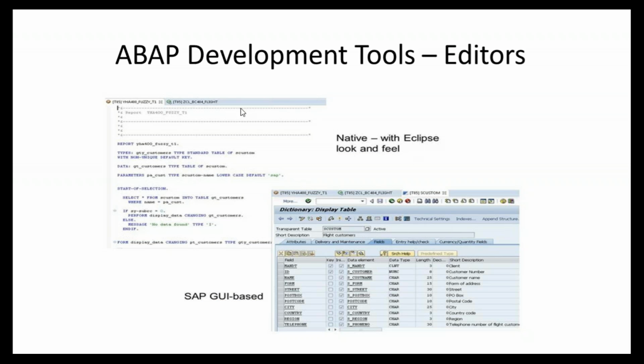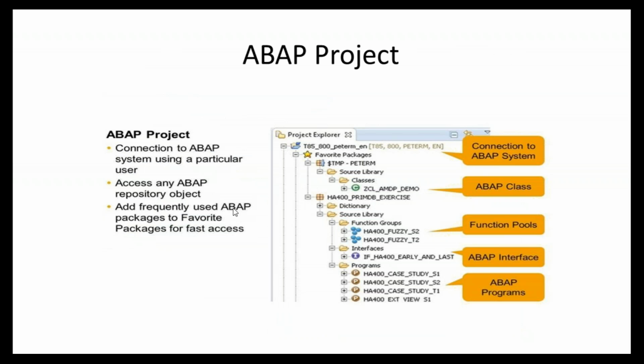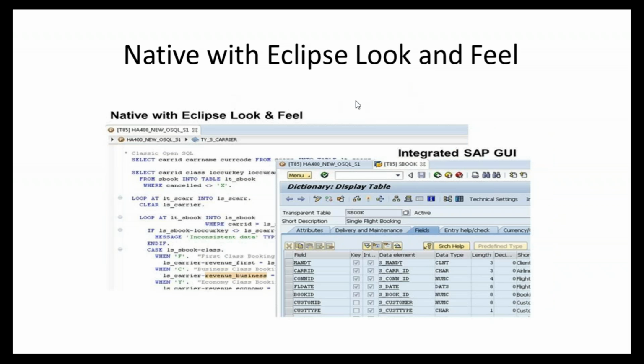Now this is how it looks in the ABAP Development Tools editor. This is the editor that we have in Eclipse, where the look and feel will be similar to this. Now we have ABAP projects. When we are creating an ABAP project, we'll have connection to ABAP systems, ABAP classes, function pools, ABAP interfaces, and ABAP programs. All these things we can do on the system right now because we do have access to this. It is native, with the Eclipse look and feel.